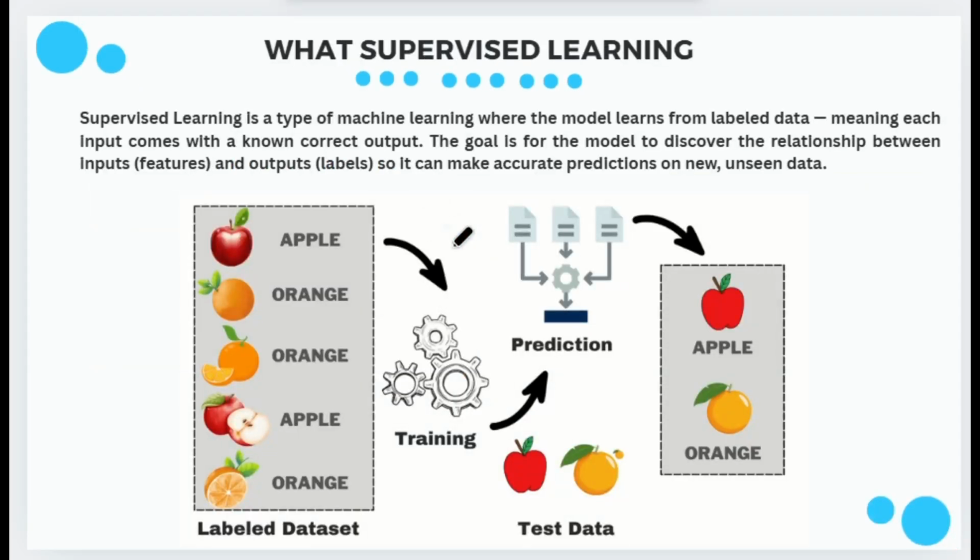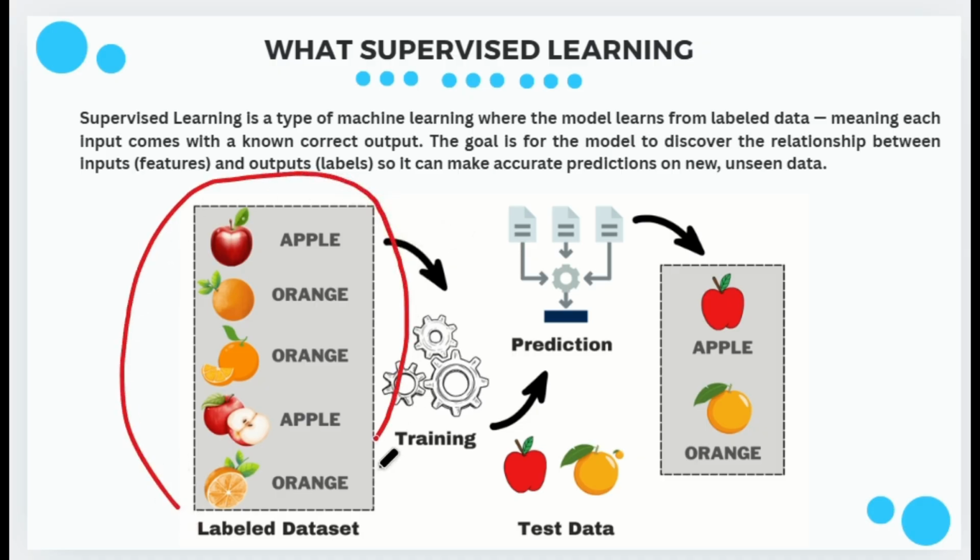In supervised learning, the goal is for the model to discover the relationship between inputs and outputs so it can make accurate predictions on new and unseen data. As the image illustrates the supervised learning workflow using apples and oranges as an example, let me explain it. Firstly, we can see a labeled dataset. We start with a set of fruit images where each one has a label, apple or orange. This is labeled data, meaning we already know the correct answer for each example.